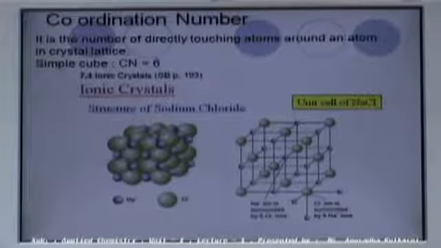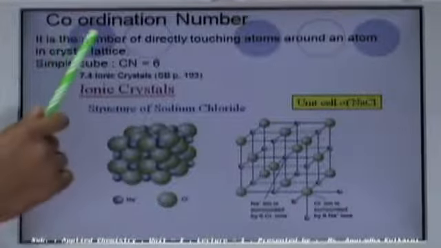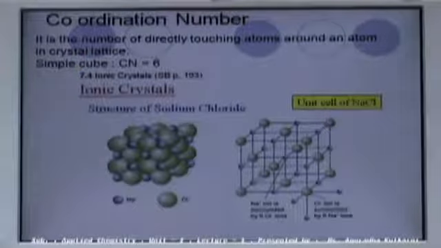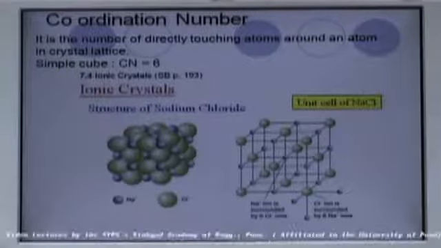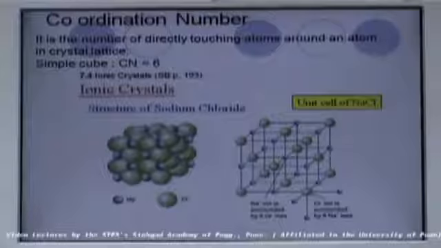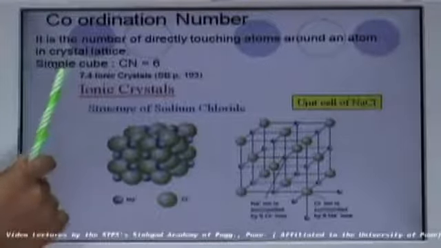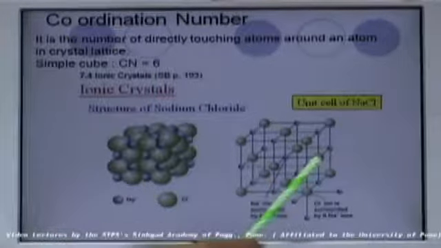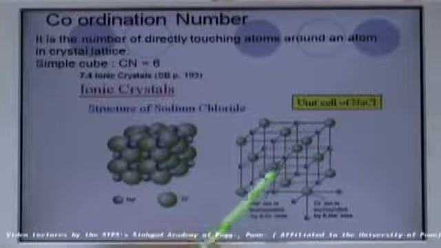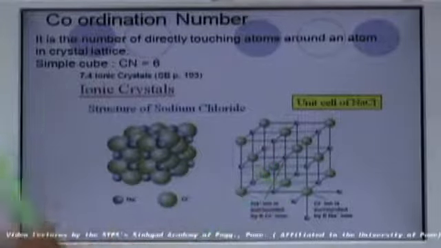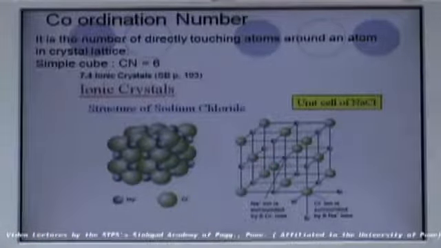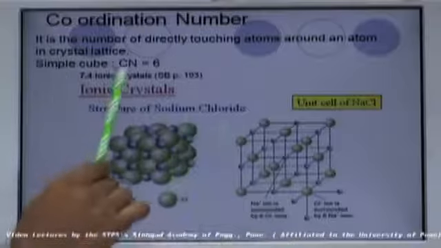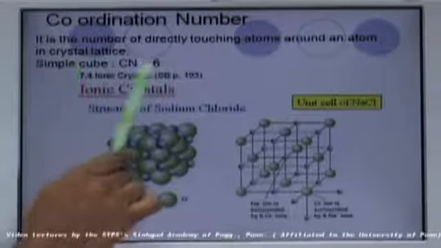Now let us go to next part, that is coordination number. What is this concept? It is the number of directly touching atoms around an atom in a crystal lattice. So that is the coordination number. So let us see what is the coordination number for simple cube. For simple cube it is 6. For that we have to imagine the lattice point situated along the XYZ axis, that is crystallographic axis. So we will find coordination number for simple cube is 6.